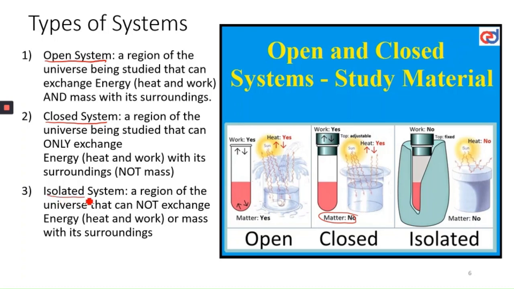And the third type is an isolated system. Think of this as your thermos. No work done. This lid is fixed. It's not going to move up and down. No heat can get in because it's insulated. No heat can get out because it's insulated. And your beverage or whatever's inside your thermos is going to stay there. So your matter will not change. And that's an isolated system.